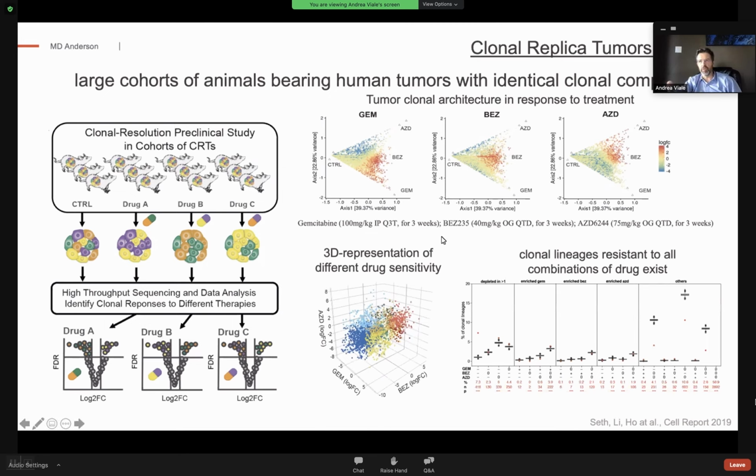What we learned is that we can really use drugs to perturb the system, perturb the tumors, and uncover heterogeneity. So for instance, just using 3 drugs, we were able to identify clonal lineages that were resistant to all the possible combinations, okay? And this can really easily explain why these tumors have a very poor prognosis.